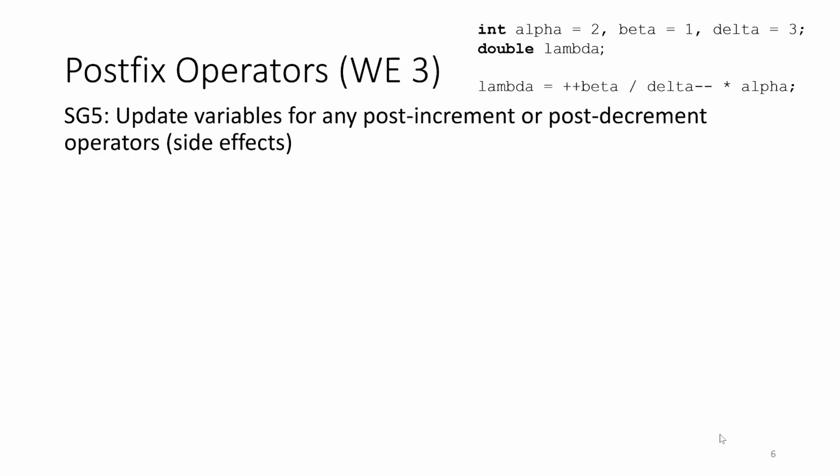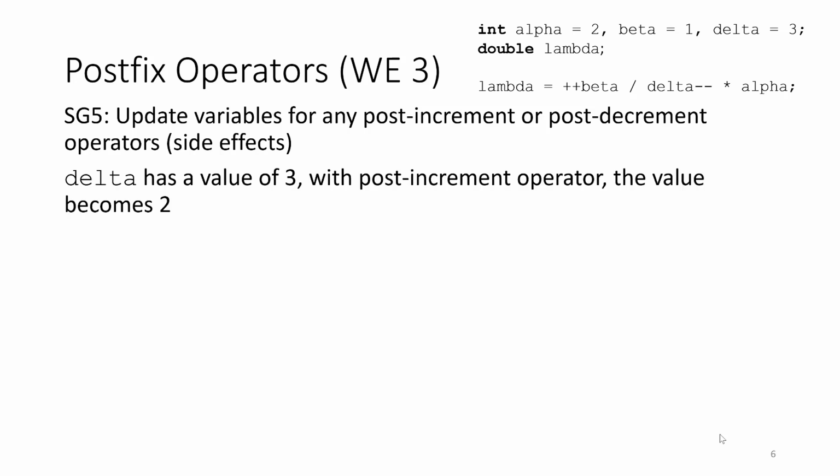Subgoal 5 then says to update variables for post-increment or post-decrement operators, noting any side effects. Delta, which started with a value of 3, has a post-decrement operator, and so delta's new value becomes 2 as it is decremented by 1.